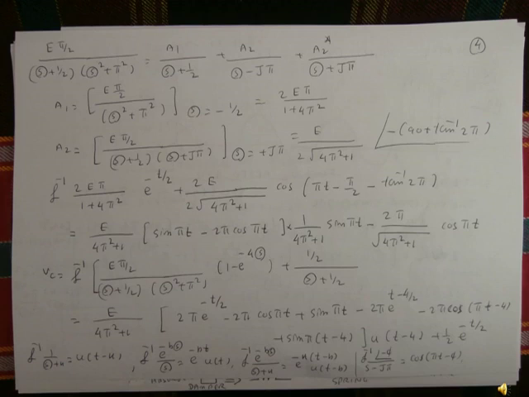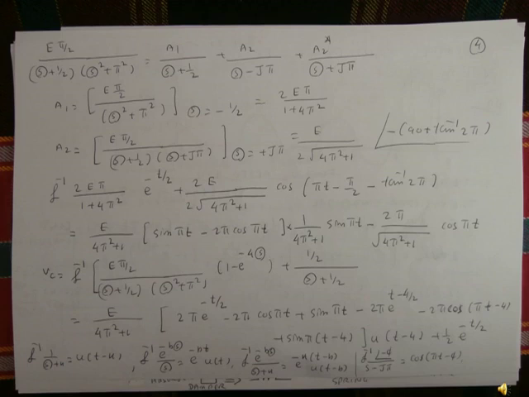So e^(π/2) divided by (s + 1/2)(s² + π²) we write as A1 divided by (s + 1/2) plus A2 divided by (s - jπ) plus A2 conjugate divided by (s + jπ). So A1 equals e^(π/2) divided by (s² + π²) with s equal to minus 1/2, which gives 2e^π divided by (1 + 4π²). A2 equals e^(π/2) divided by (s + 1/2)(s + jπ) with s equal to jπ, which gives e divided by 2 square root of (4π² + 1), with angle minus 90 plus tan inverse 2π.